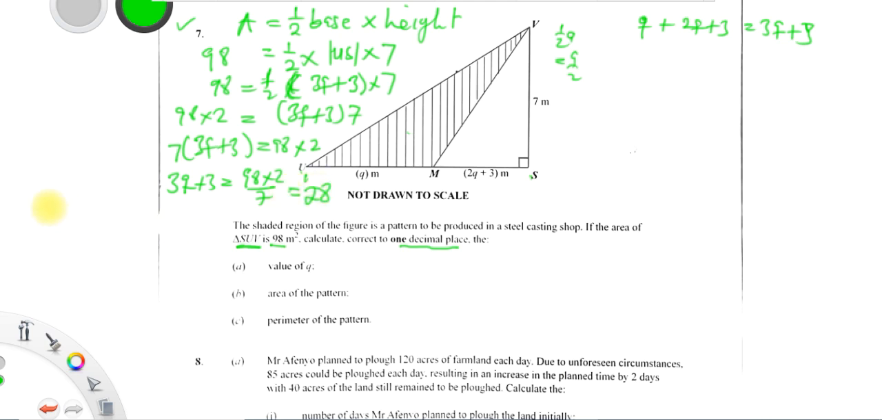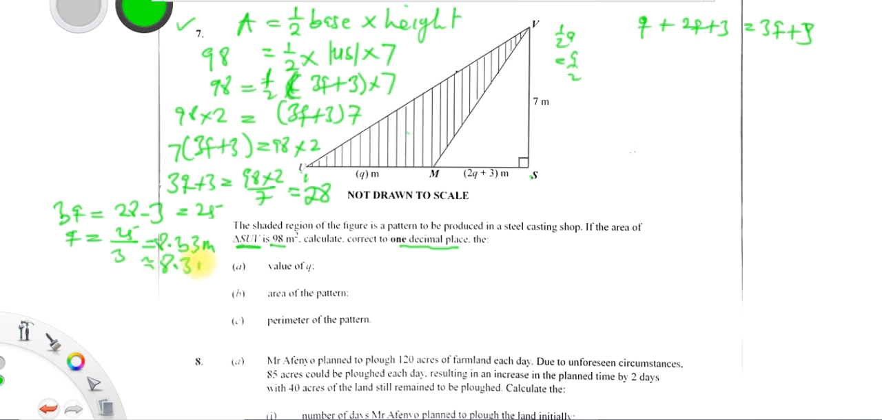So I have 3Q is equal to 28 minus 3, which is equal to 25. Then Q is equal to 25 over 3, which gives 8.333. The unit is meters. The question says to one decimal place, so approximately what?